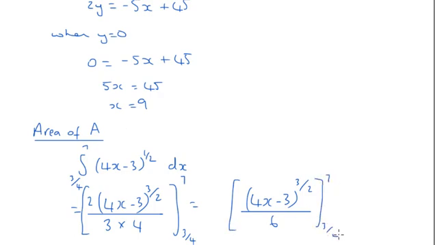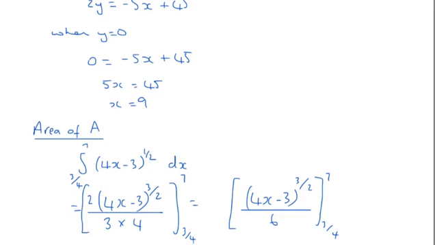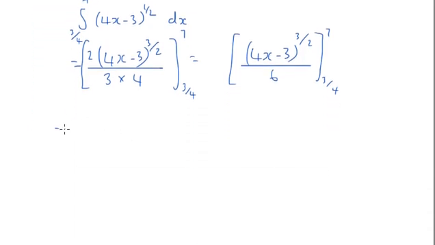Between 7 and 3/4. So now we can put the boundaries in, the limits in. When x is 7, we're going to get that 25 again. So square root of 25 cubed is going to be 125 over 6. And minus, when we put 3/4 in, that's going to give us 0 on the top. 3/4 of 4 is 3, take away 3 is 0. So actually the area of A is just 125 over 6.